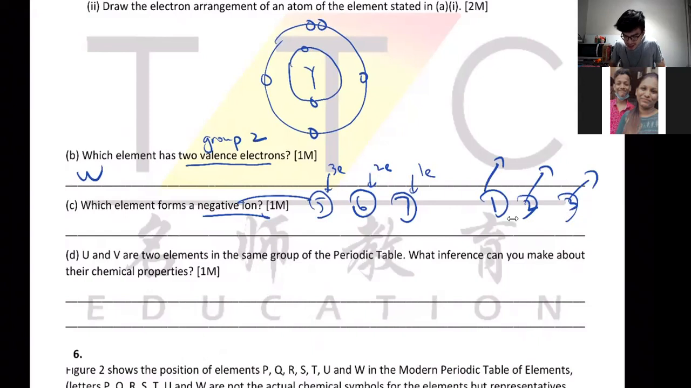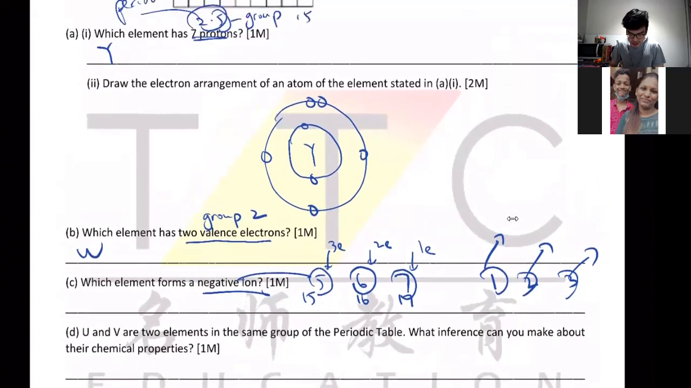Okay, and in this case, throwing 1 is much better than taking 7. Why would you take 7 electrons? That would make no sense. You can just throw this away and you're happy. So they will choose the easiest route. So 5, 6, and 7. That means anything from group 15, group 16, group 17, they will become negative ion. Easy as that. So who is 15, 16, 17?